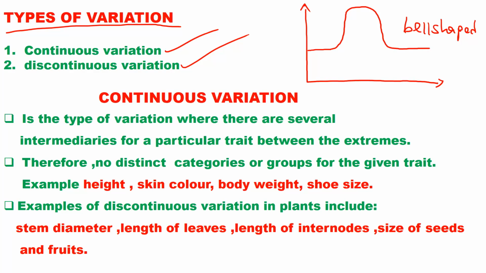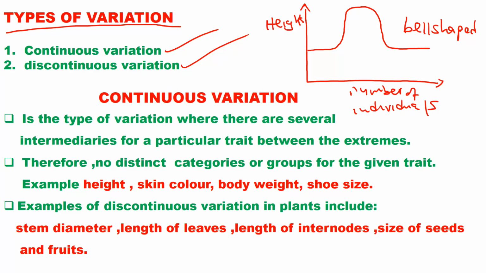Now, if we are to plot the graph of height against number of individuals, so here there's height, then of course number of individuals, you produce a bell shaped. This shows the examples in a continuous variation.